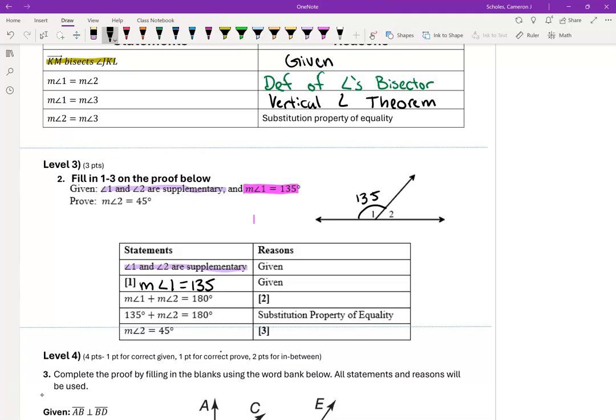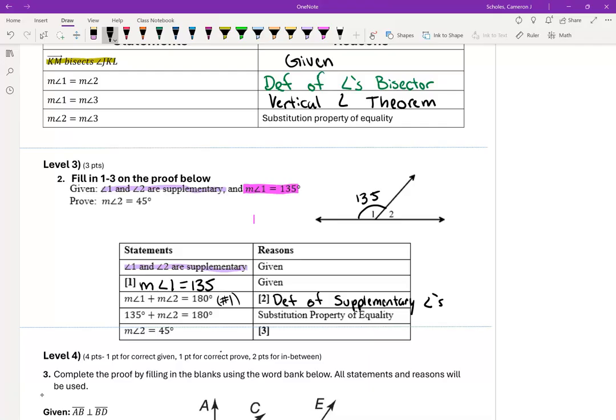Now, we know that angle 1 plus angle 2 is 180 degrees because it forms a linear pair. They're right next to each other, forming that straight line, and they are known as supplementary. So this would be the definition of supplementary angles. And again, we are using the first statement for that. I always like to say, we're using the number 1 statement.